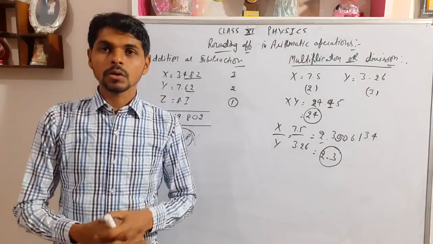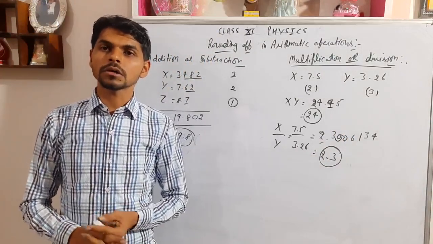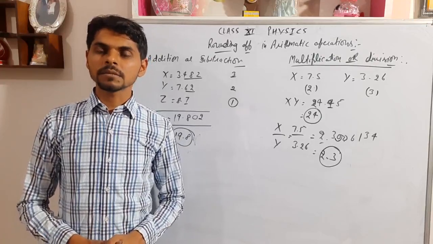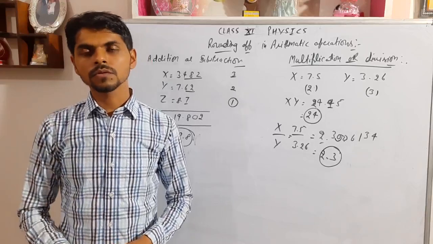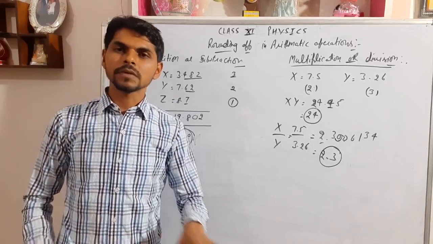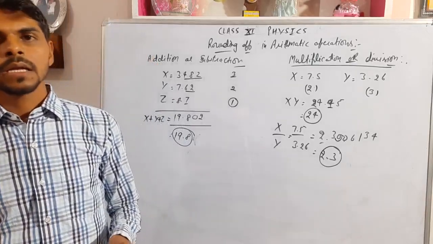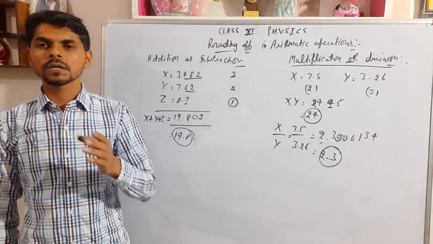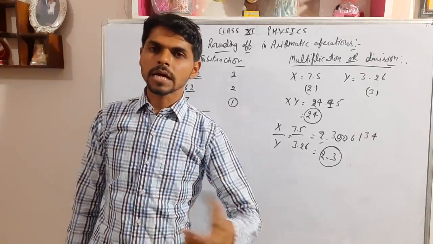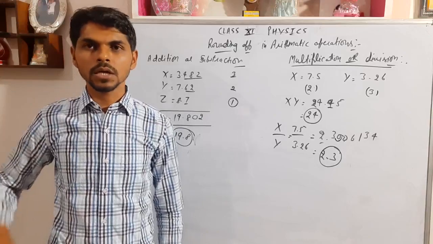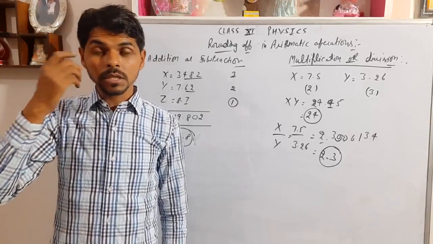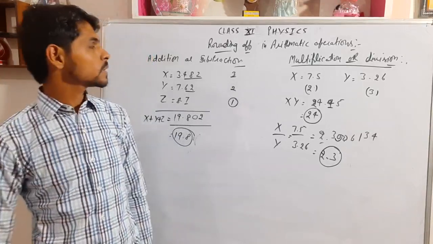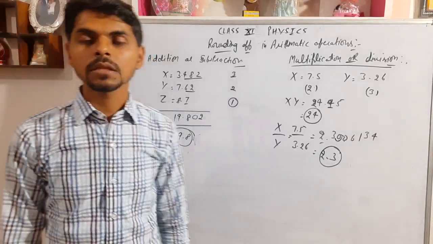So again, look at this. If we are doing addition or subtraction, the answer will have the least number of decimal places among the terms you are adding or subtracting. And in multiplication or division, the answer will have the least number of significant figures among the terms. If there are 2, 3 and 4, then 2 is the least, so 2 significant figures will be in the answer. So this is the topic of rounding off in arithmetic operations.